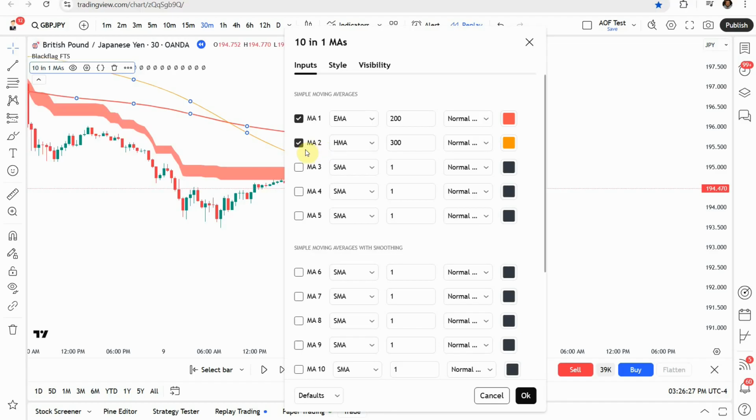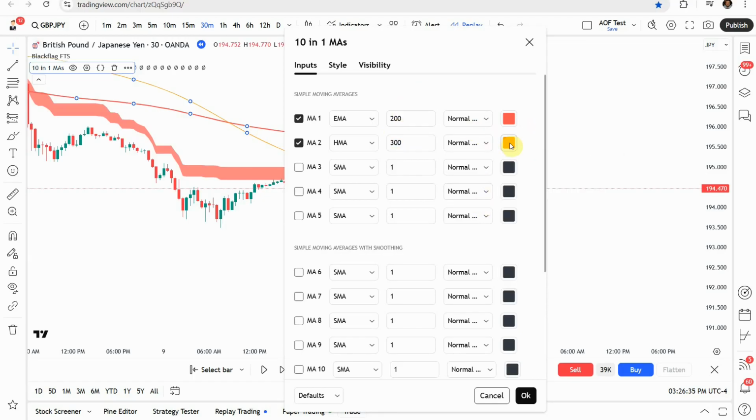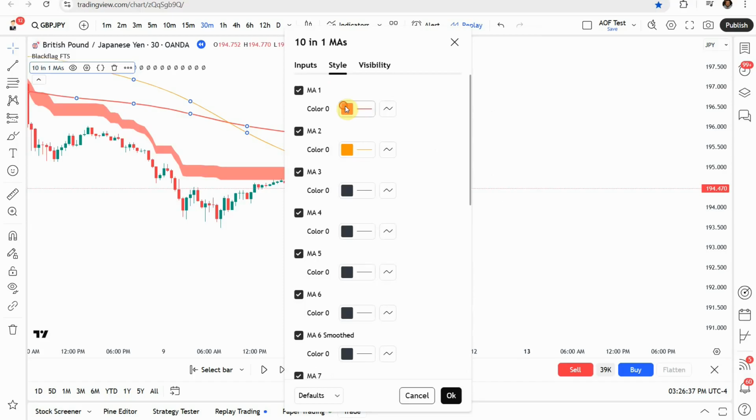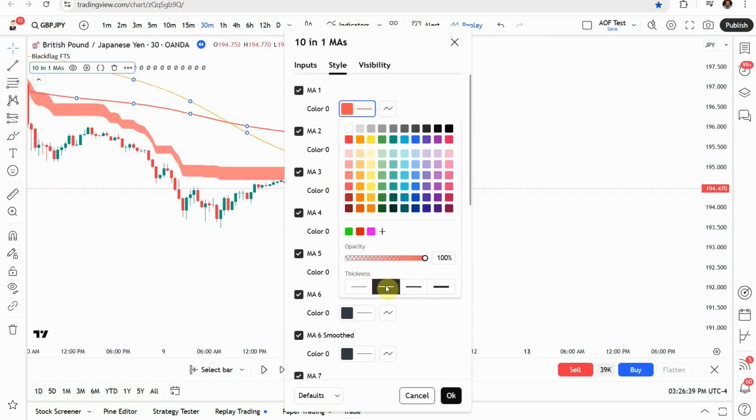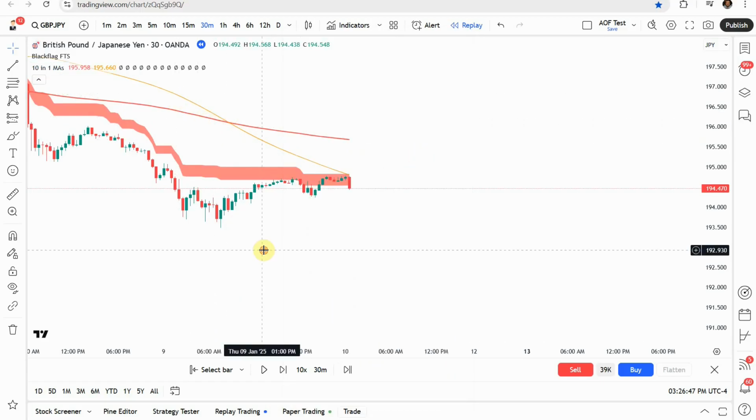The MA2, you're going to turn that one on and change it to an HMA and a 300 period. And again, you can make this color whatever you wish. Then jump into the styles, and what I did was I just bumped up the line weight of the red 200 period EMA just so that way it stands out from the HMA, and then click OK.